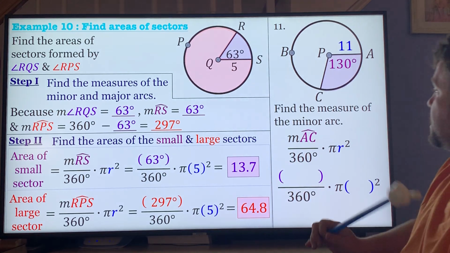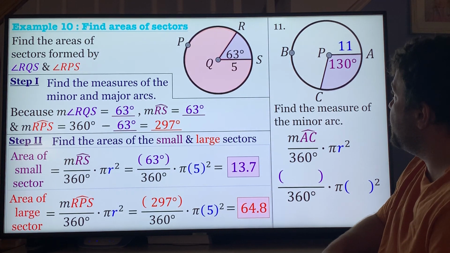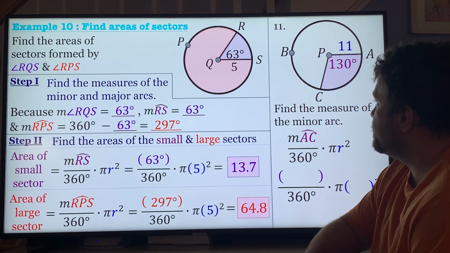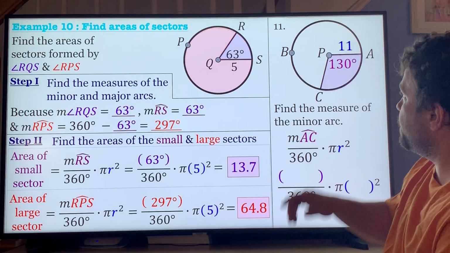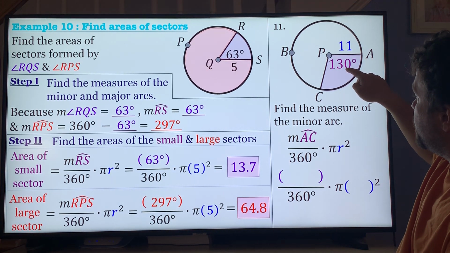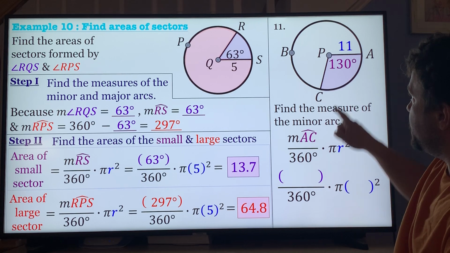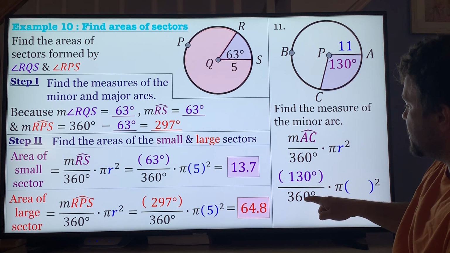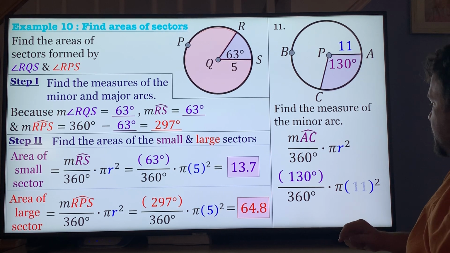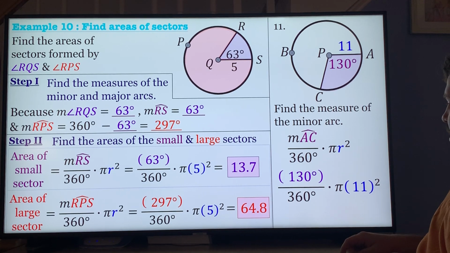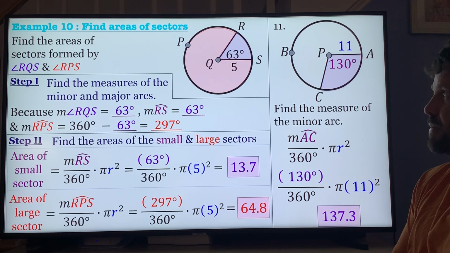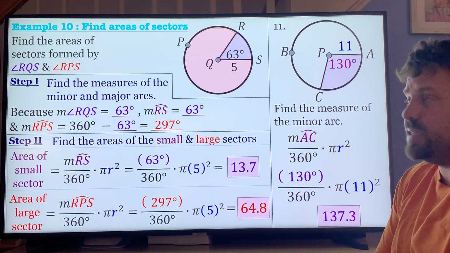Why don't you guys attempt problem number 11? Find the measure of the minor arc. Got it? Minor arc here is 130. So what you're going to do here is 130 divided by 360 times pi. Radius is 11 squared. Type it into your calculator, and you should have gotten 137.3. All right? Pretty easy to do.